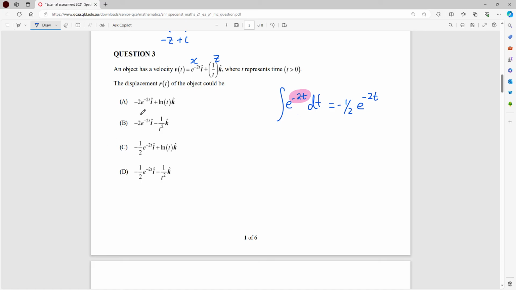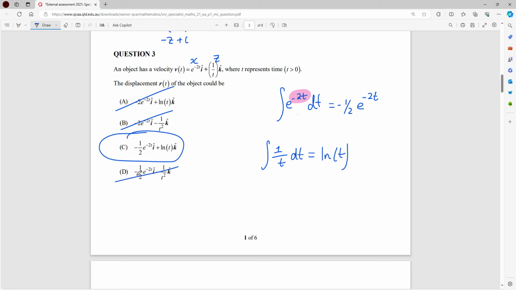So you're looking for the answers where it has that. Now, these first two, they don't have that. You can see they have it here, and they have it here. So straight away, it's either C or D. Okay. Now, we've got to integrate the z component. So that's the integral of 1 on t with respect to t. Now this is going to be natural log of t straight away. Okay. So the correct answer with this one would be C.